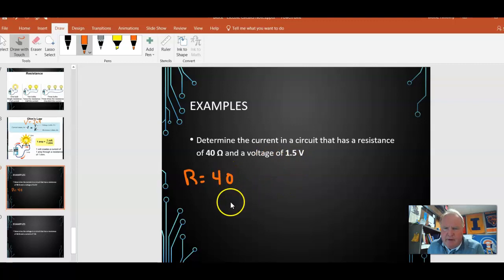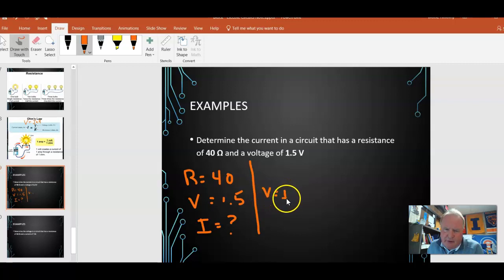All right, and then voltage, V equals 1.5. And then they want to know current. So I is equal to the question mark. All right, we'll write down the second column, V equals I times R is our equation. So that's our equation. And then we'll substitute, which is 1.5 equals I times 40.